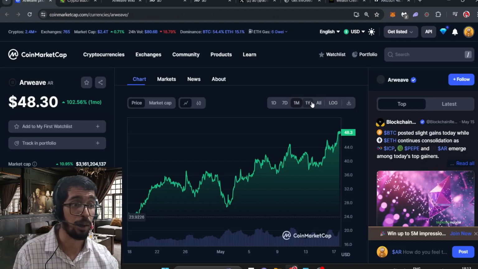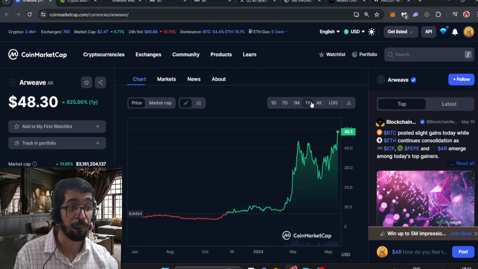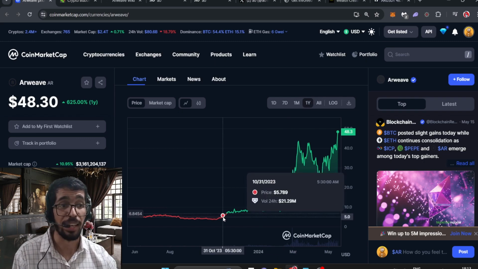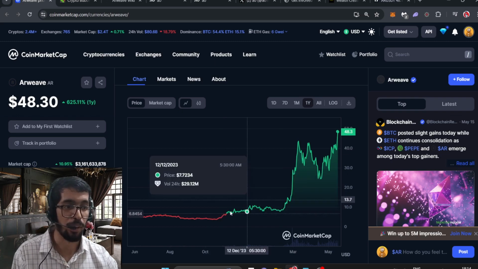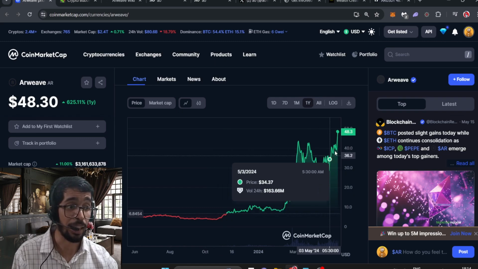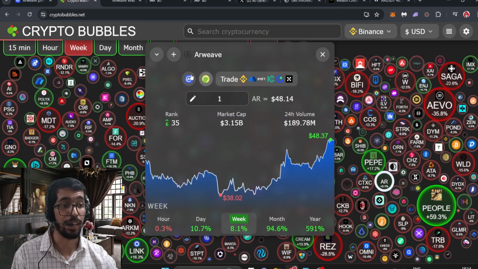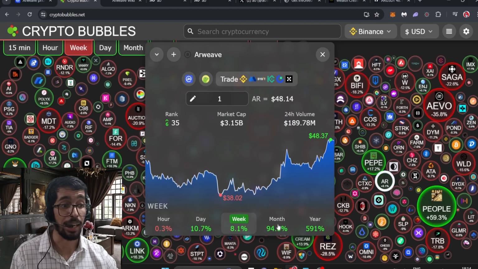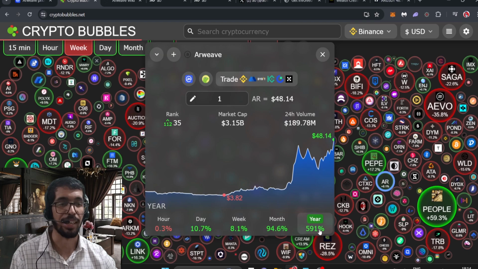Let me see a 1 year duration. I was shocked. Arweave was once upon a time at $5. If I had known back then that they were releasing the AO actor oriented machine, I would have bought it at that time. But see from there, how many X's it gave, and right now it's on an upward trend. If you see Arweave's full data, weekly it went up 8.1%, monthly 94.6%, and yearly 591%, right?